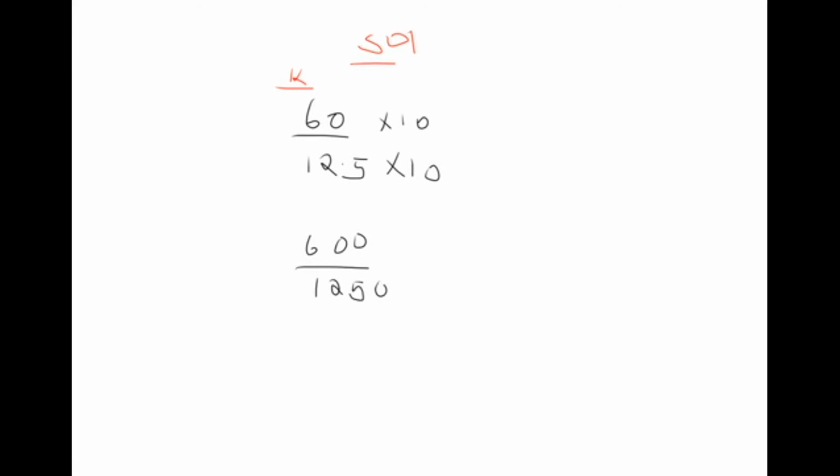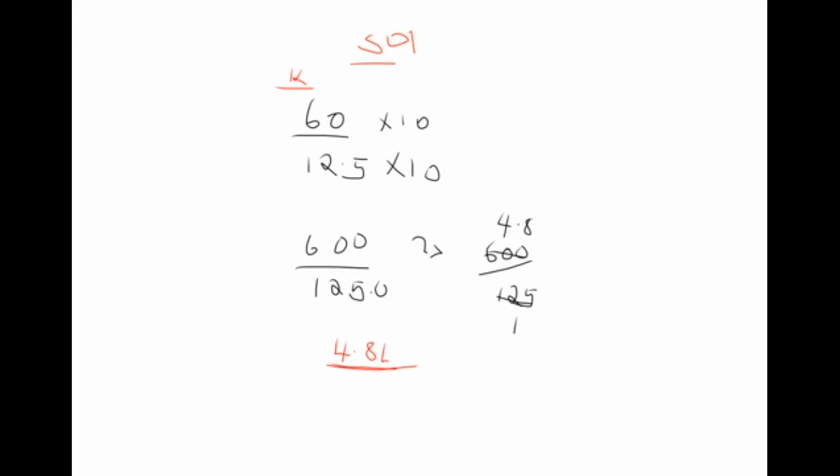1250. Count 1 decimal place here. We shall have now 600 divided by 125. Then we can simplify. By 125, 1. By 125, 4.8. So Katana here uses 4.8 liters.